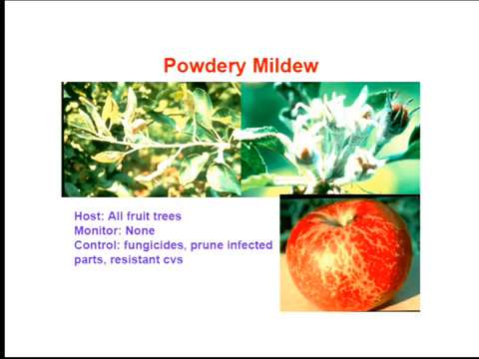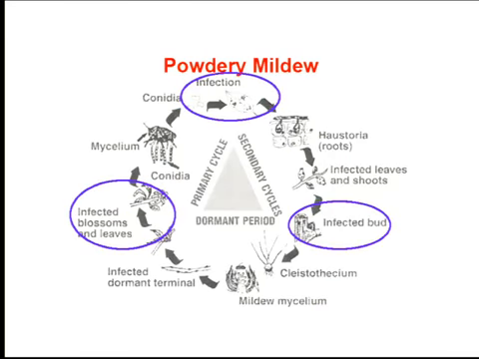So here's the powdery mildew caused by this disease. And here you can see the cycle. It's very similar to the one of apple scab. Very similar cycle. So you usually want to understand the cycle in order to understand where it's coming from and how you are going to stop the cycle.